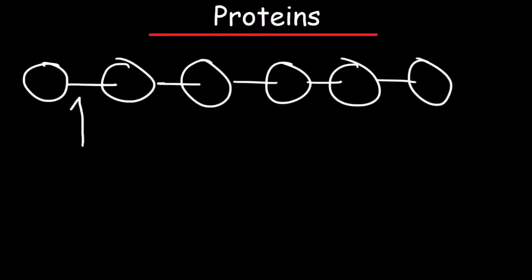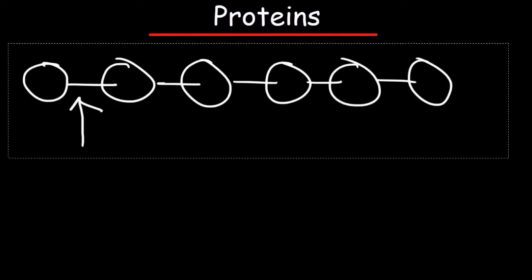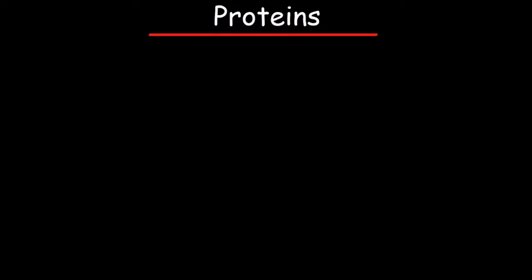A protein is a polymer consisting of many amino acids. So each amino acid represented by the circle is a monomer that forms the protein. Whenever you have many amino acids, it's also called a polypeptide. And the bond that connects each individual amino acid residue is a peptide bond.